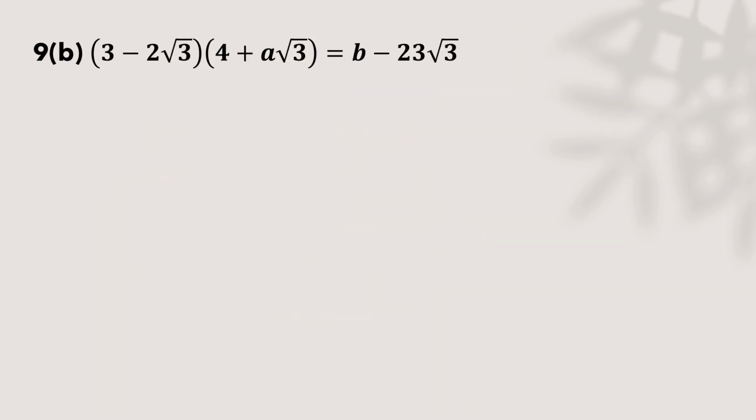Right, let's look at 9b. The concept involved in 9b is rather similar to the one we have done earlier. It's just to compare the rational numbers on the left with the rational numbers on the right, and then the surds on the left with the surds on the right. So in this case, we will have to use the distributive law to expand it. So that will give us 3 times 4 plus a square root 3, minus 2 square root 3 times 4 plus a square root 3.